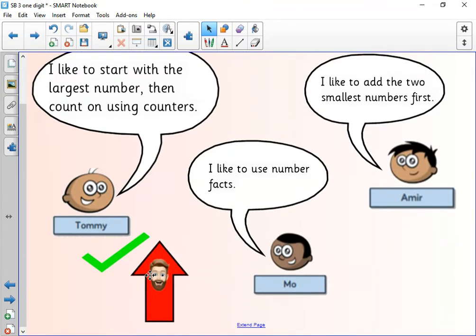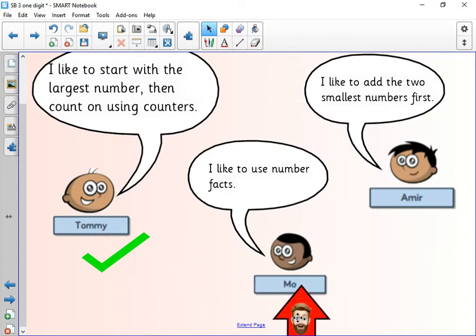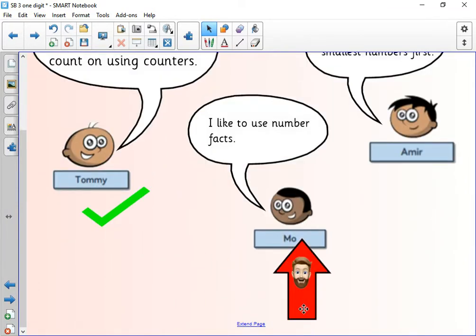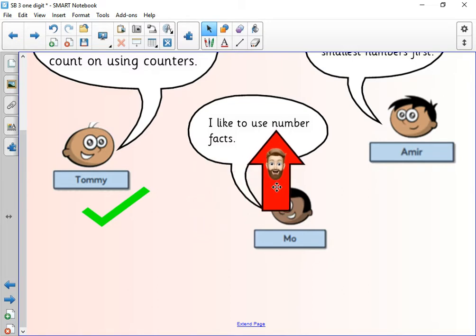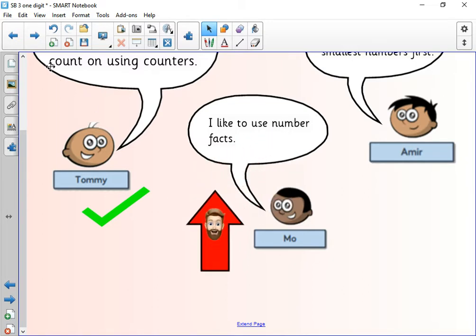So we've done that one now, we've done Tommy's strategy. So today it's time to look at Mo's strategy. And Mo says, I like to use number facts. So he's going to spot number facts to help him add 3 numbers. Tell me what Mo's going to do to help him add 3 numbers. What's he going to do? Well done, he's going to spot number facts.